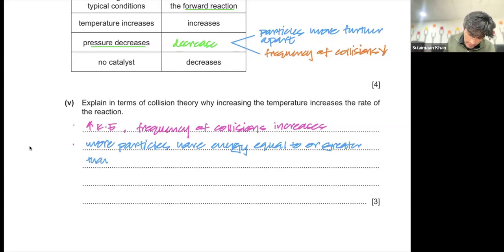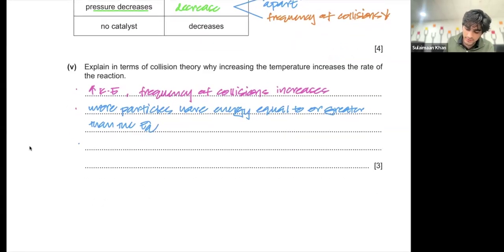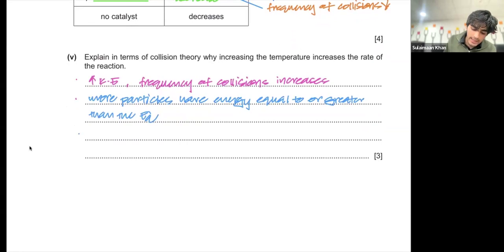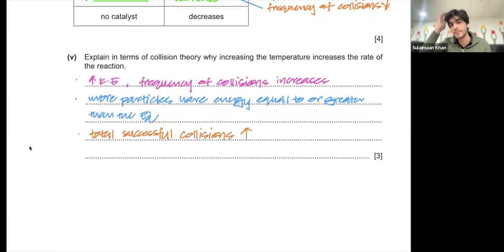Greater than the EA. And if you don't write EA, then write activation energy, to be on the safer side. EA is also fine, but write activation energy, okay? And then what should happen to the total successful collisions? Therefore, the total successful collisions or effective collisions. I'm writing successful sometimes, I'm writing effective because I want to make sure that they're the same thing. So total successful collisions increases. I've proven this mathematically, if you guys don't remember.